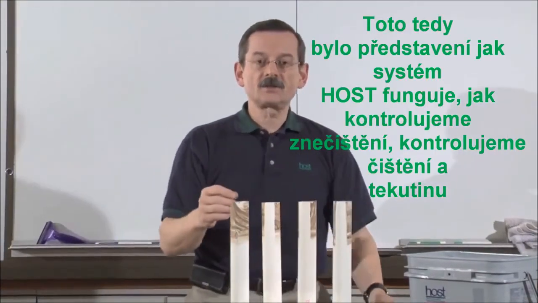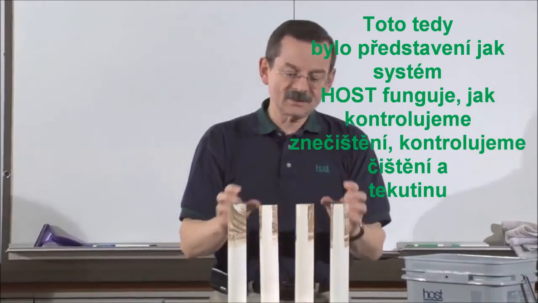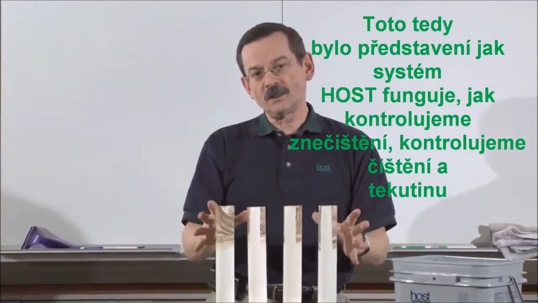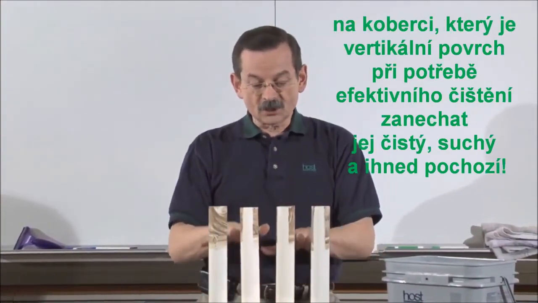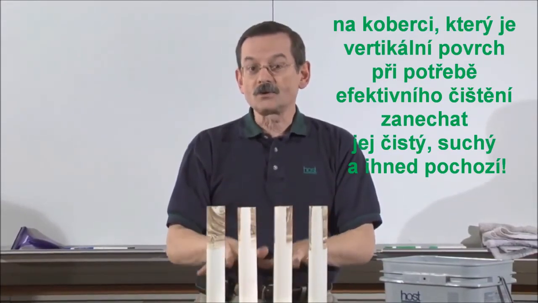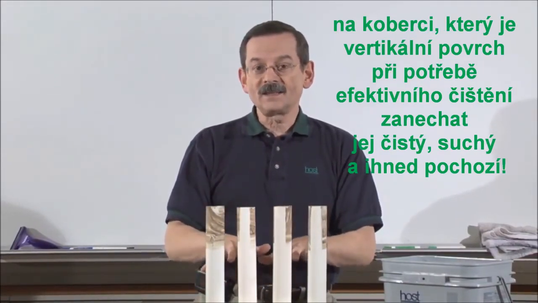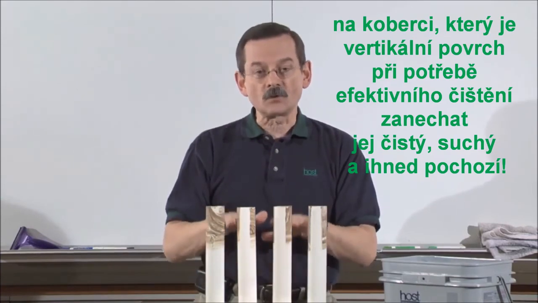So that's how the Host system works. That's how we control soiling, control cleaning, and control liquids on carpeting, which is a vertical surface, in order to clean it effectively and leave it clean, dry, and ready to use.